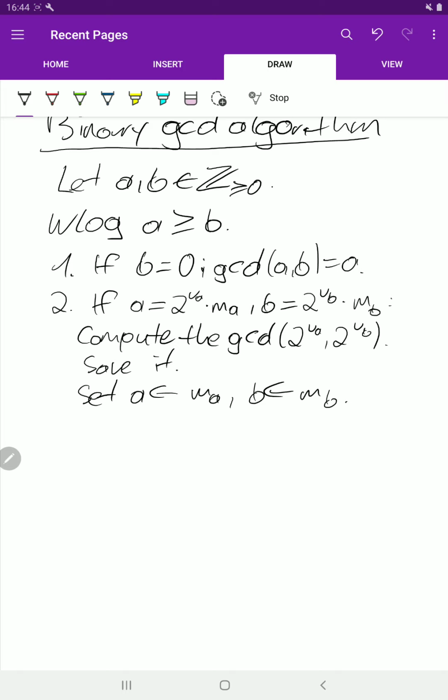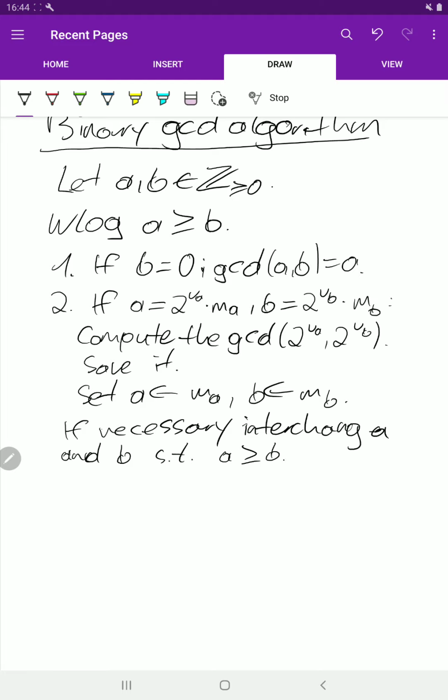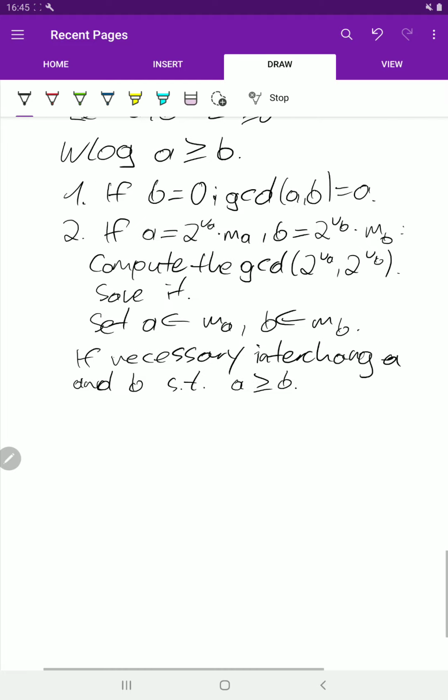The next step: if necessary, interchange a and b, so that we again have that a is at least b.